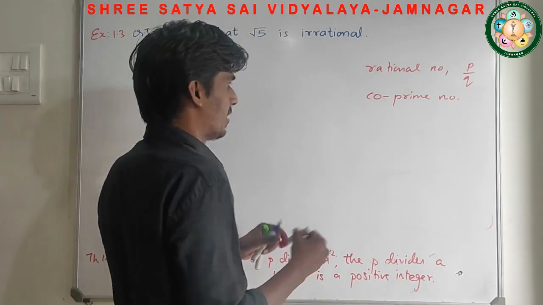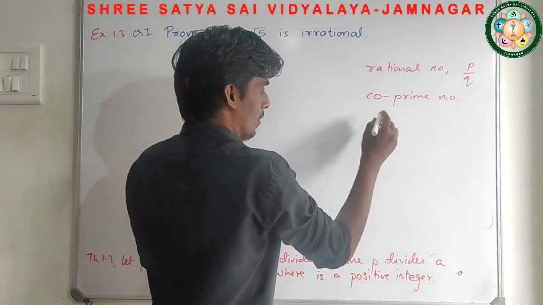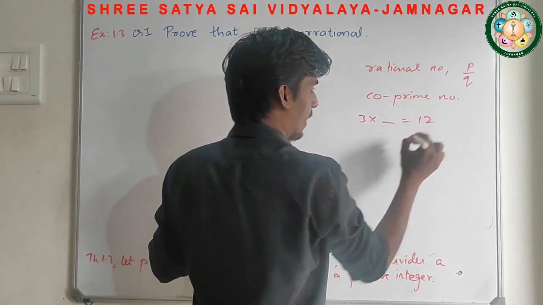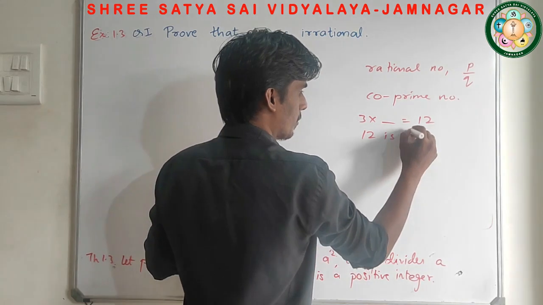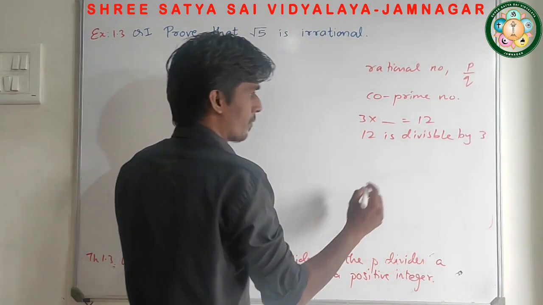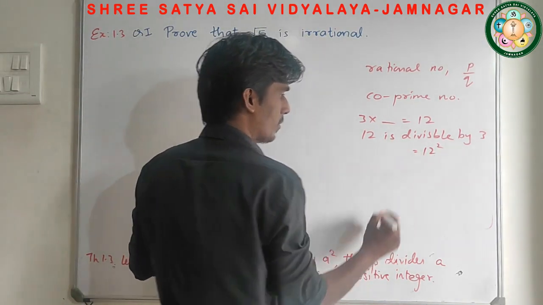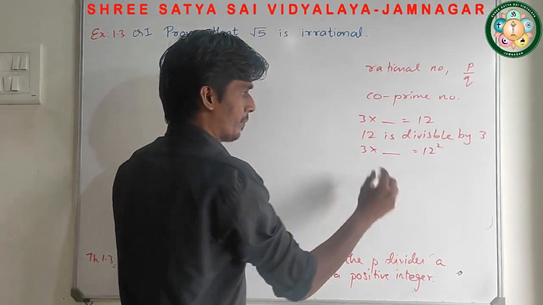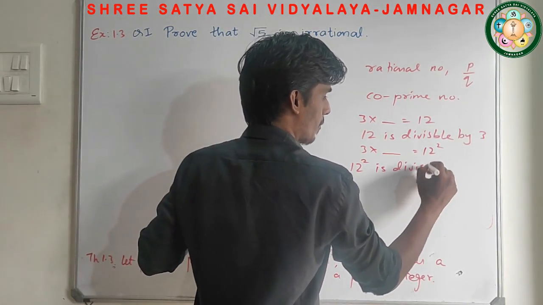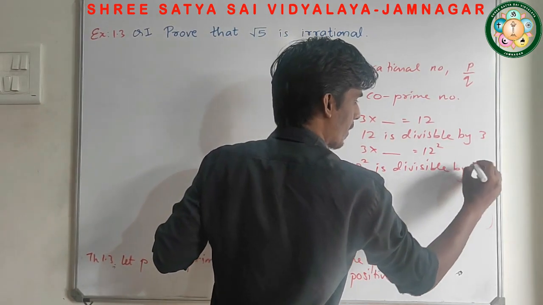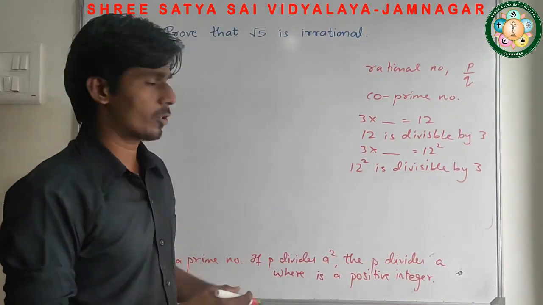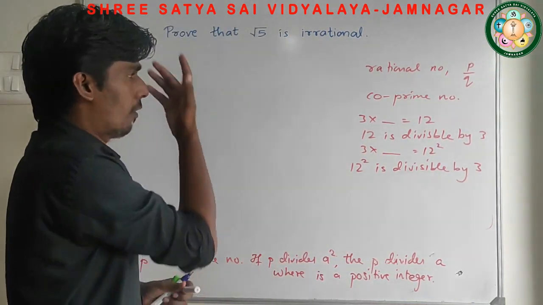So let me write down this statement in short. If I write 3 into something is equal to 12, so I am going to write 12 is divisible by 3, and if I take 12 square, so here 3 into something, so again I am going to write 12 square is divisible by 3. So all these things I am going to use to prove this one. So let's start with how we are going to prove it.